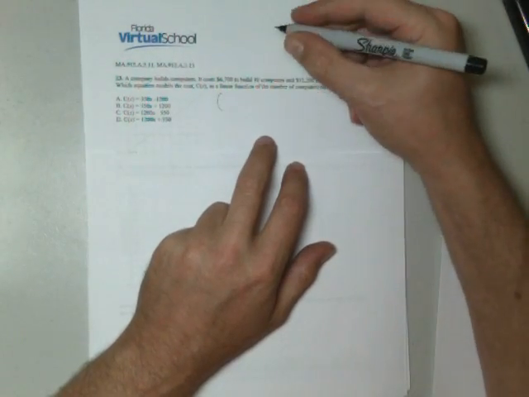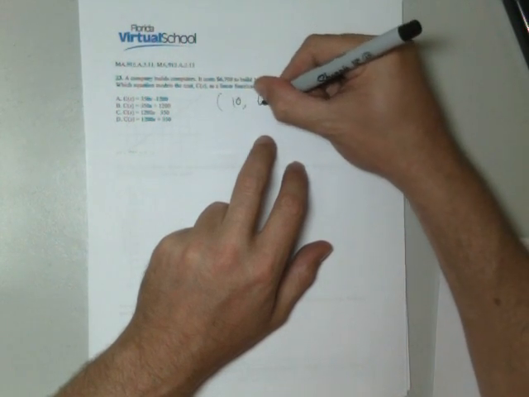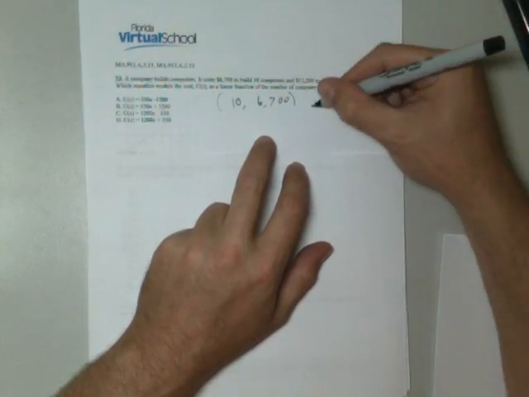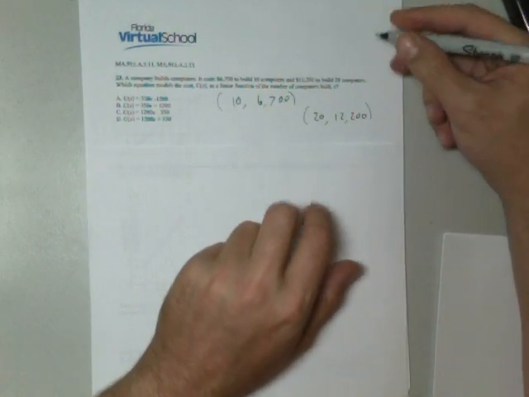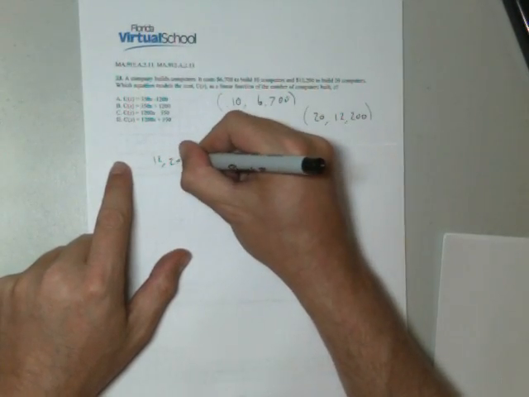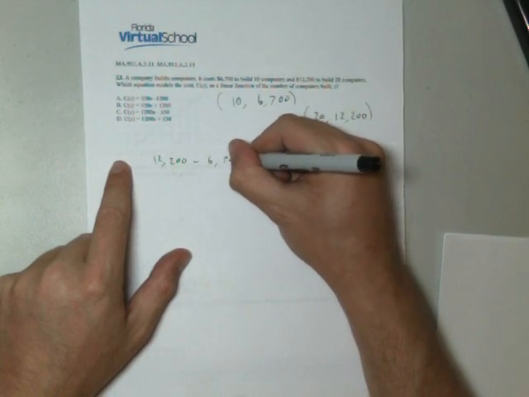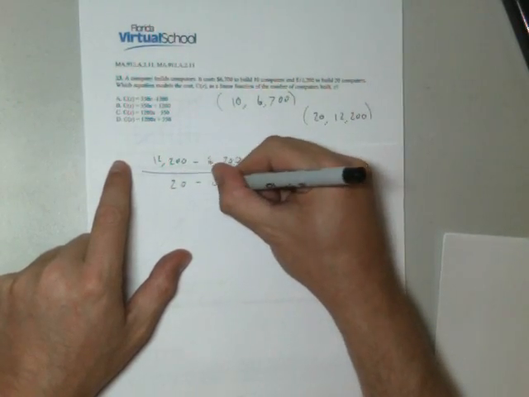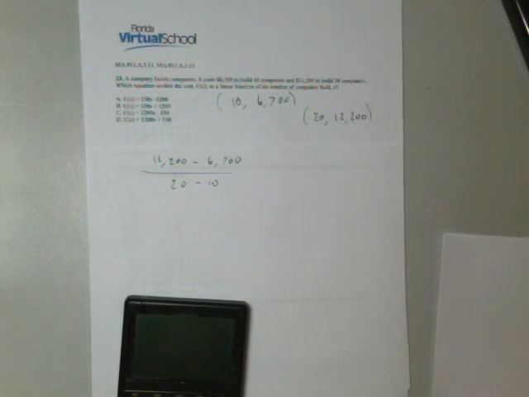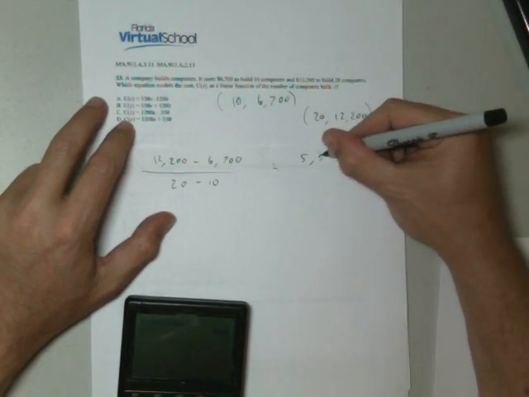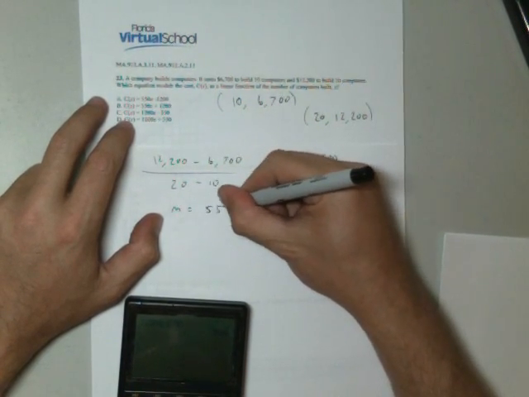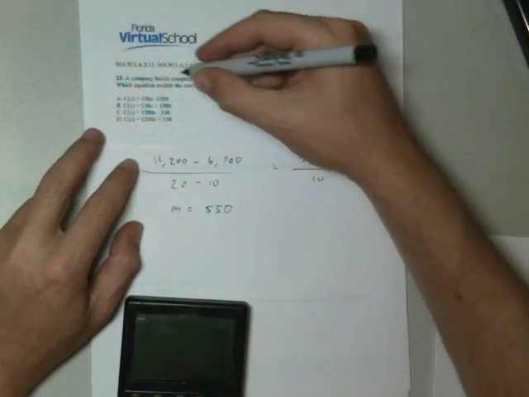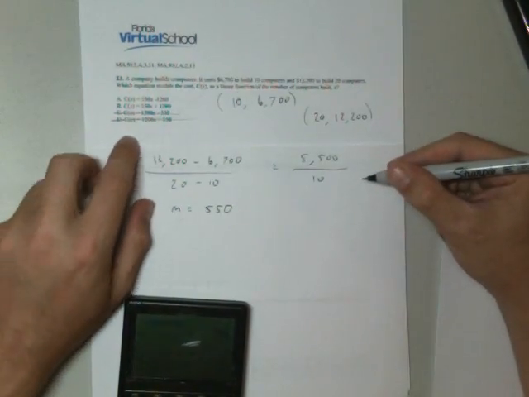I'm going to treat this like 2 points. 10 computers, $6,700. 20 computers, $12,200. So I get my slope, 12,200 minus 6,700 over 20 minus 10. I'll do this one more time. $5,500 over 10. So the slope is 550. That eliminates choices C and D, which have different slopes.